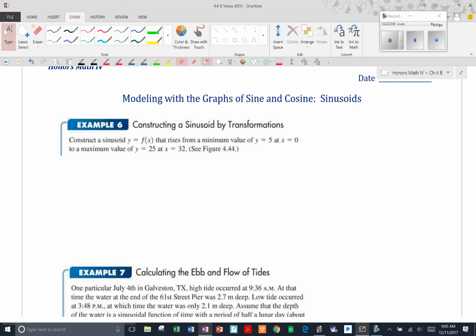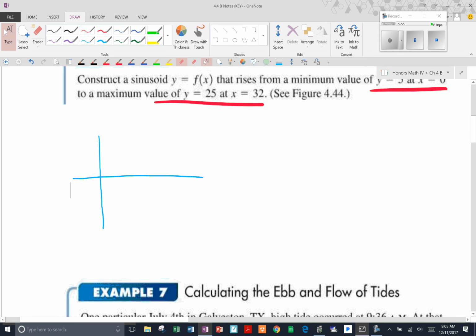Go ahead and take a second to read through example 6. We are going to write the function of a sinusoid that has certain criteria here, a minimum value that they give us and a maximum value. So we're going to do a little sketch here to start this out. Actually, these are not going to necessarily be the axes that we're drawing, so I'm not going to make them these big dark lines that make it look like it's the x and y axis.